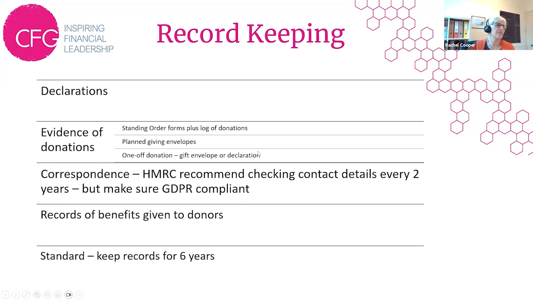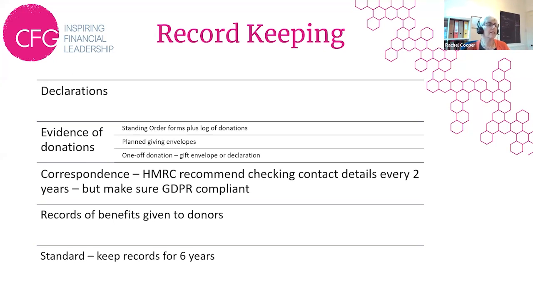Again, with a one-off donation, a gift envelope, or a declaration. And then any correspondence with the donor, and records of benefits with the donors. If you are claiming Gift Aid, you need to be able to demonstrate that you've got some kind of communication thread with the donor, and that they're still happy with you claiming the Gift Aid, because you've said it once and said it's okay for the future, but things change. Or you might be giving benefits to the donors, like I said, with this kind of membership offer, suddenly attendance at a conference or something like that. They want to be able to see all of that.